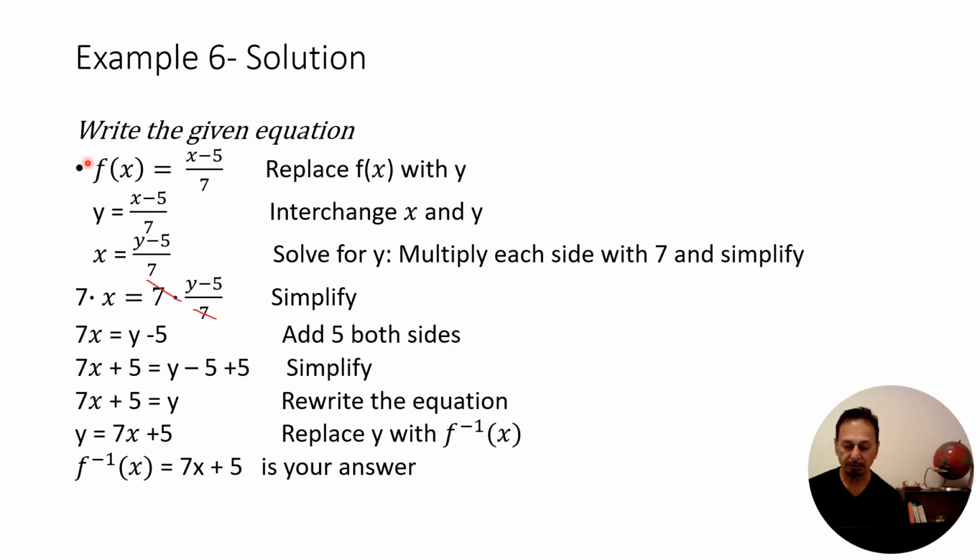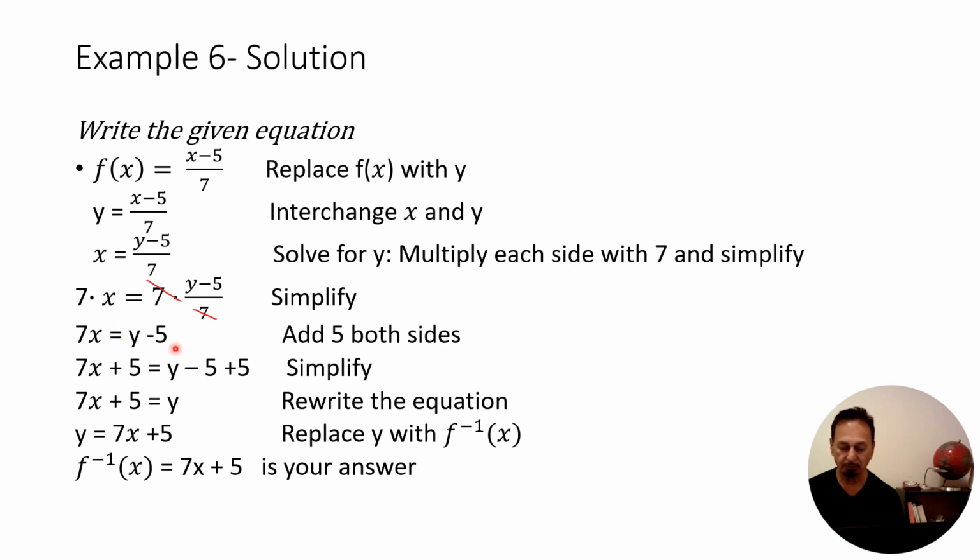So since I know this has an inverse, I will write the equation, and the first step I will do is replace the f of x by y. So this becomes y equal to x minus 5 over 7. And then the second step is I will interchange x and y, which means I will change y to x and x to y. So now I have x equal to y minus 5 over 7. So now I have to solve for y. It looks like I need to multiply both sides by 7. So it becomes 7 times x and 7 times y minus 5 over 7. Well, these 7's cancel out. So you have 7x equal to y minus 5.